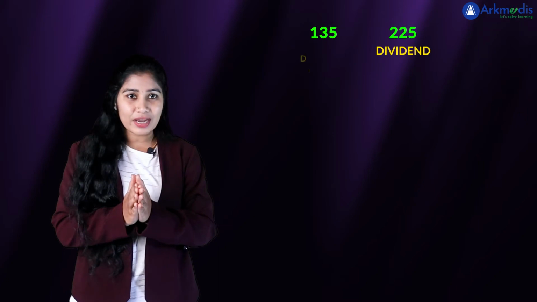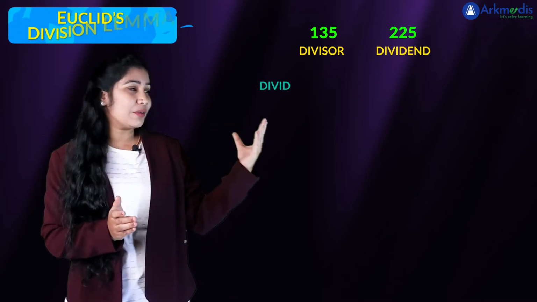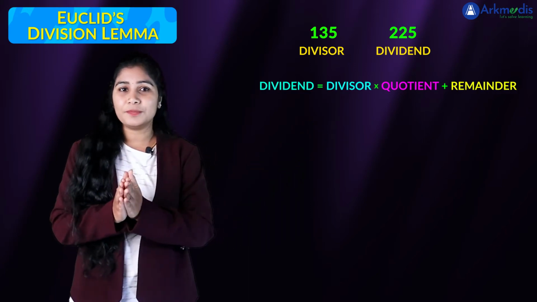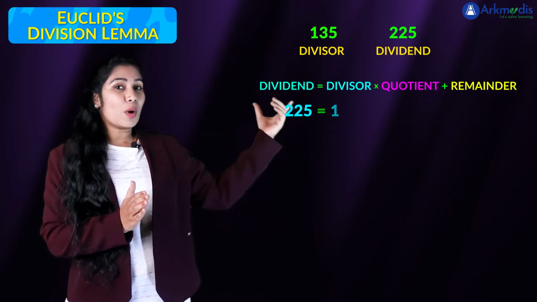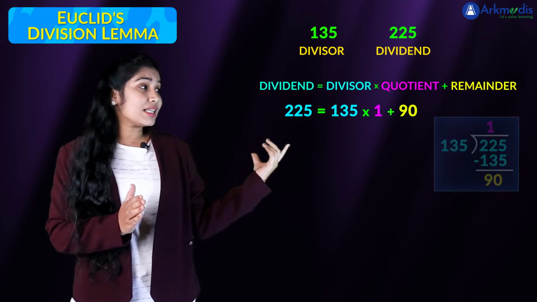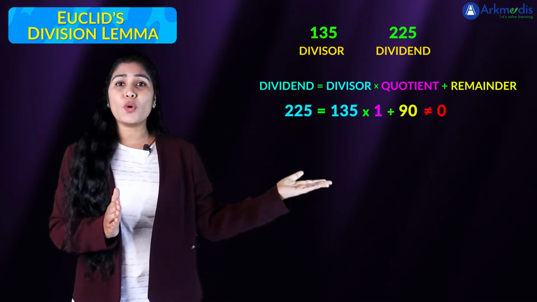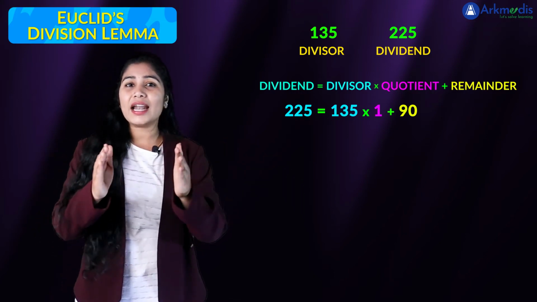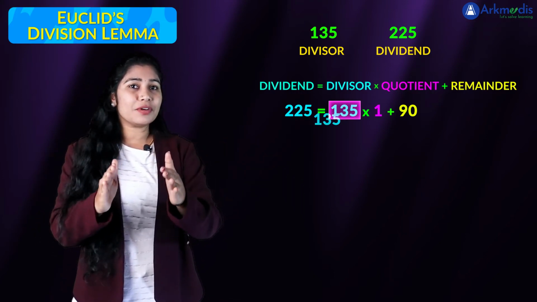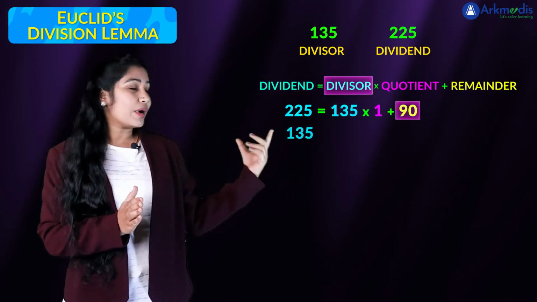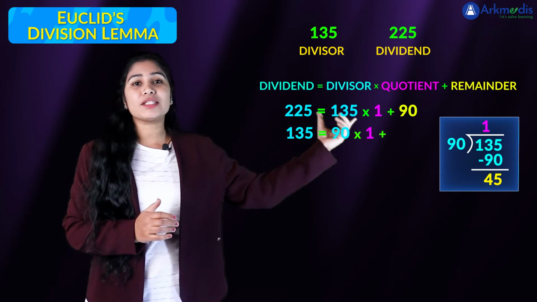Let us take an example and find the H.C.F. using Euclid's division algorithm method. So I am considering two numbers, 135 and 225. Here the biggest number among these two is 225. So 225 is the dividend and 135 is the divisor. Now apply the division lemma, that is, dividend is equal to divisor into quotient plus remainder. So 225 can be expressed as 135 times 1 plus 90. Since the remainder 90 is not equal to 0, apply the division lemma to the divisor and remainder of the first step. So 135 is the dividend here and 90 is the divisor. So 135 can be expressed as 90 times 1 plus 45.